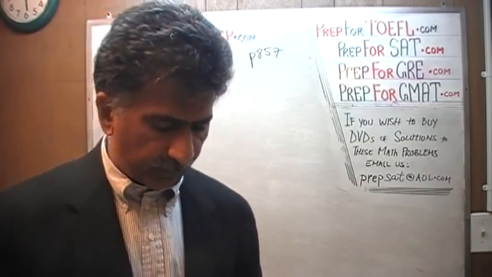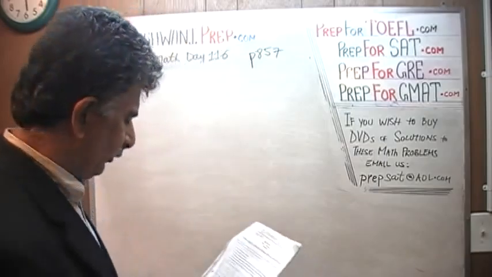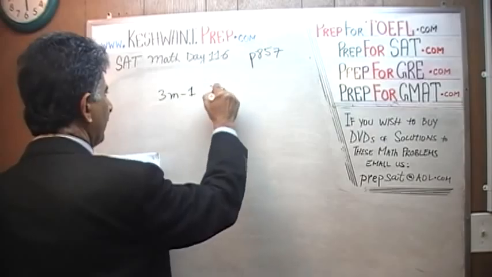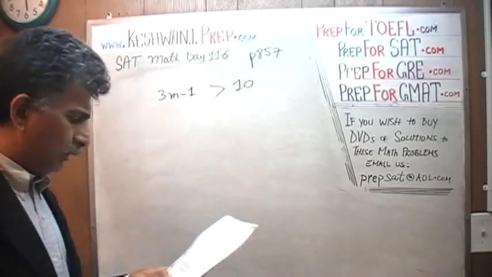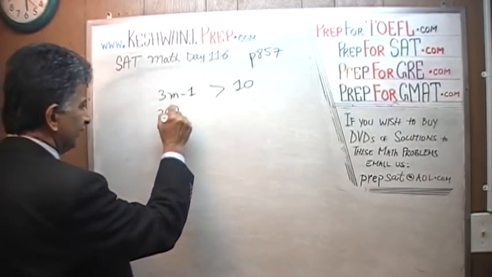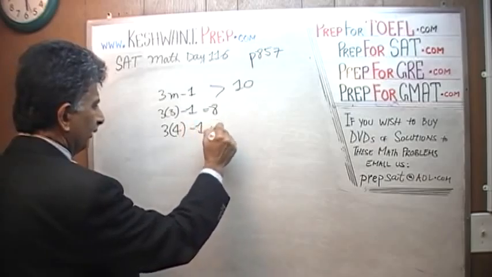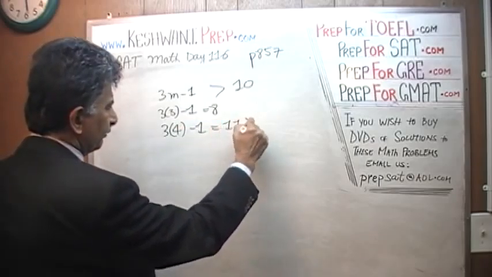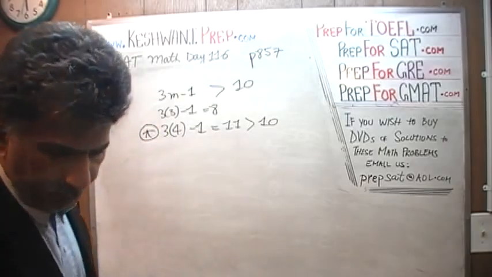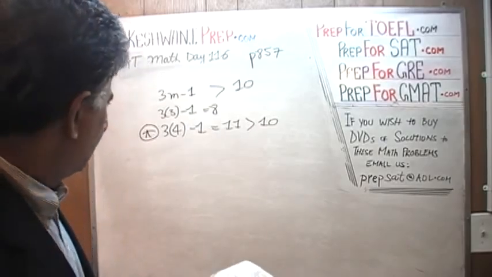We'll see. Number 1. For which of the following values of m will the value of 3m minus 1 be greater than 10? And they give you all sorts of different values here. It's a very simple thing. Obviously it cannot be 3 because 3 times 3 is 9, 9 minus 1 is 8. It's got to be 4. 12 minus 1 is 11, which is more than 10. The answer is A. Sometimes I feel even silly to do these questions because they are too simple. Answer is A.